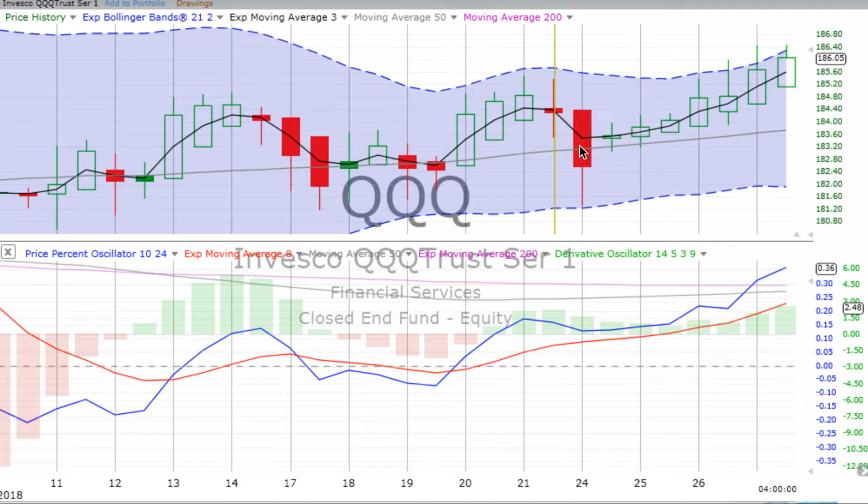If we would have jumped in early on Monday when we had this first plunge, charts did not tell us to do that, you would have gotten hammered. So we didn't. We follow the rules.